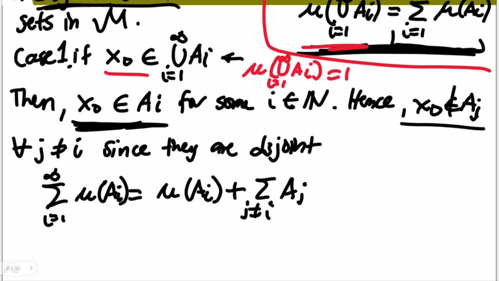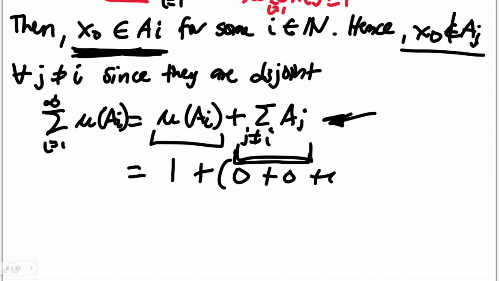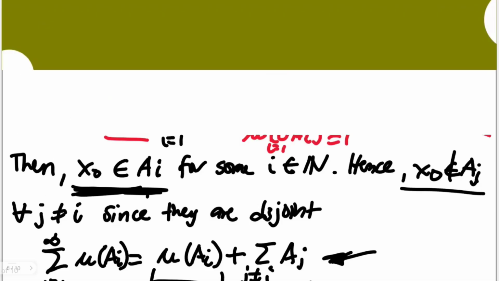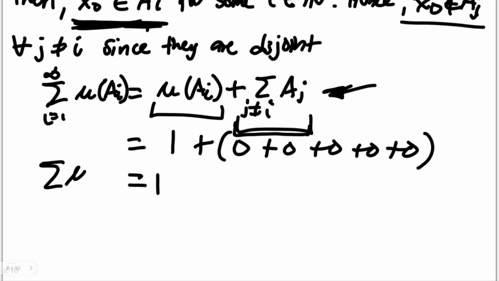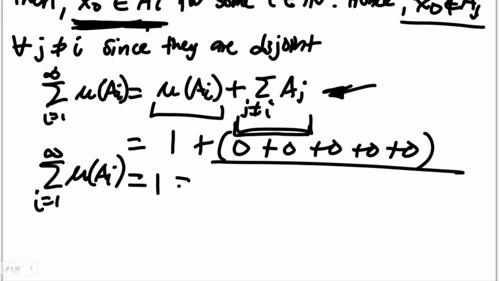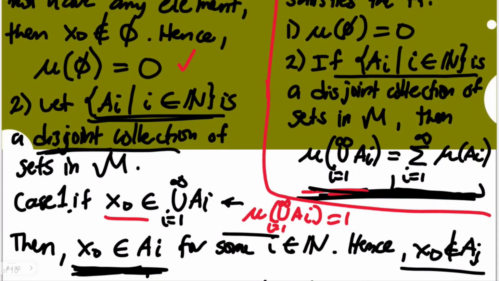We can break them into, again, taking out a sub I and those which are not a sub I. Take note that x sub o is in a sub I, so the mu of that is 1. And since x sub o is not in any of the others, because they are pairwise disjoint, whatever the sum of these is, let's say 0 plus 0 plus 0 plus 0, because x sub o is not an element, we'll be using the second statement. This is still equal to 1. So the summation of the mu of a sub I, where I starts from 1 to infinity, is 1 plus all these zeros, so it's just equal to 1. And this is just equal to this expression, the mu of the union of a sub I, where I starts from 1 to infinity. Hence, we're able to establish this connection for our case 1.